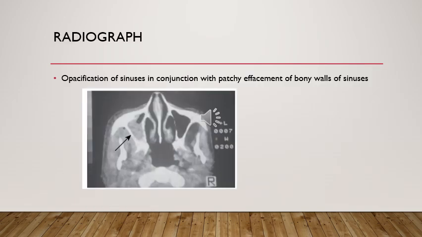So what can you expect on a radiograph? When a CT, computed tomograph, is taken, you can observe opacification of the involved sinus in conjunction with patchy effacement of the bony walls of the sinus. You can see the opaque area here, which represents the involvement of the maxillary sinus by the mucormycosis species.